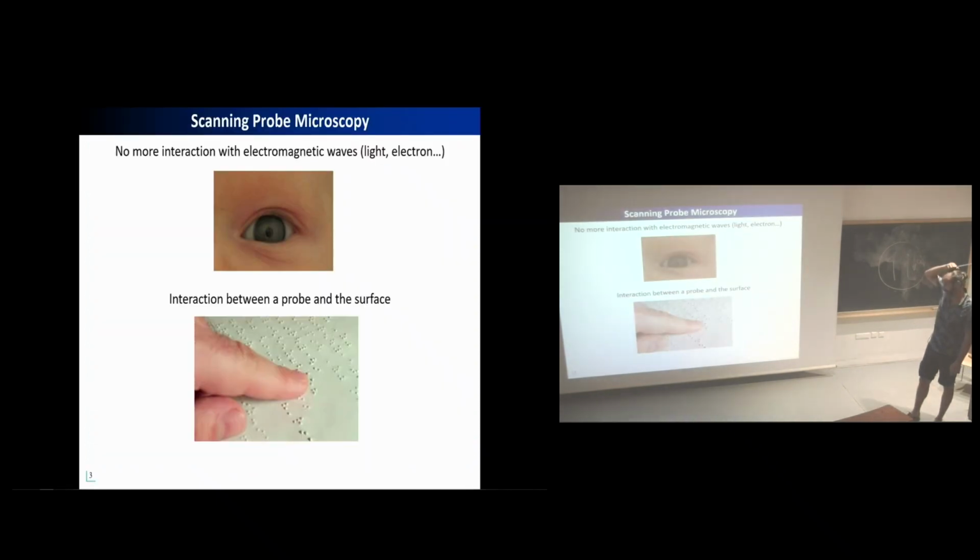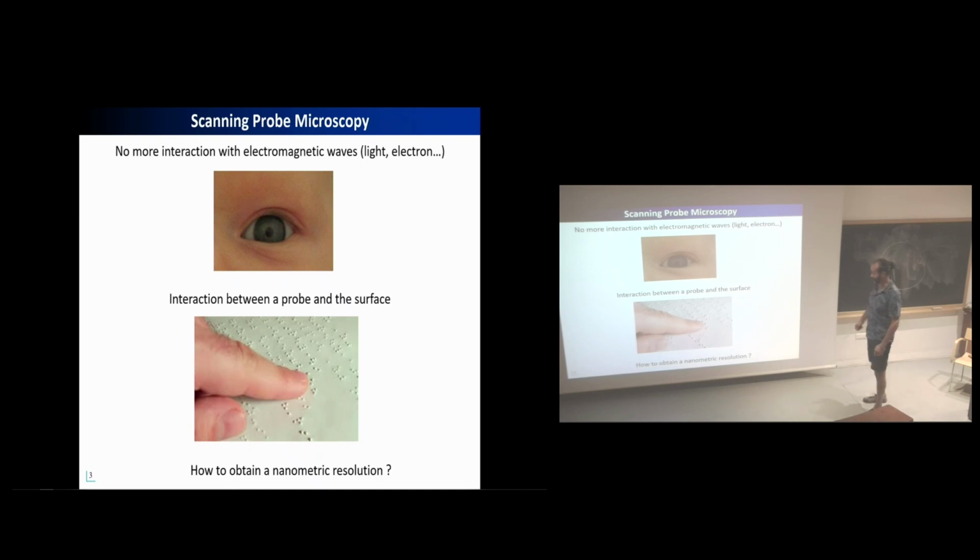So what is SPM? The concept of SPM is exactly the same as how blind people can reproduce a surface in their brain just by scanning a surface with their finger. They do that and they have the image in their brain. We want exactly to do the same thing, except we want to do that at the nanometric resolution.